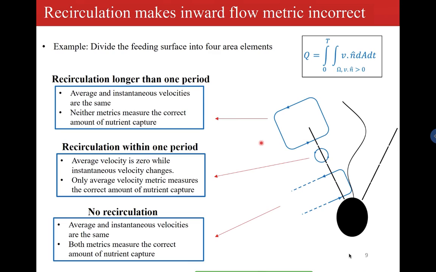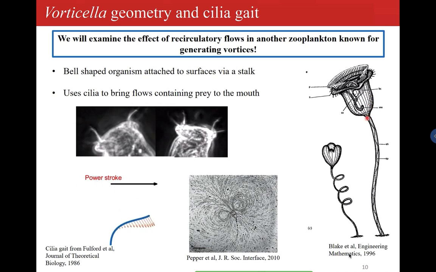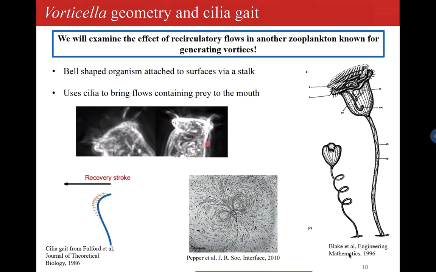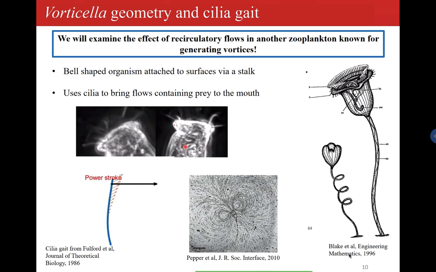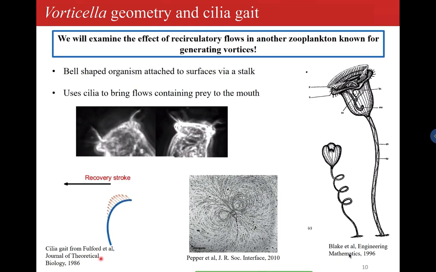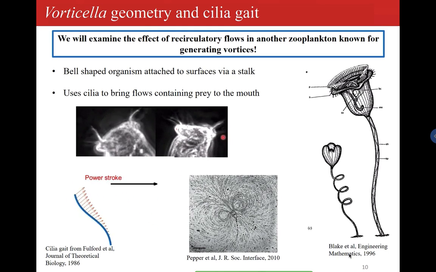So since the recirculations are important in our analysis, in this work we look at another organism that is known for generating recirculations around the cell, namely Vorticella, which is a bell-shaped organism attached to surfaces via a stalk, and it uses its cilia, as shown in the videos, to bring flows containing prey to the mouth. For the geometry of the beating cilia through the period, we use the data from this paper, and from our videos we determine the direction of the power stroke to be pointing outwards.